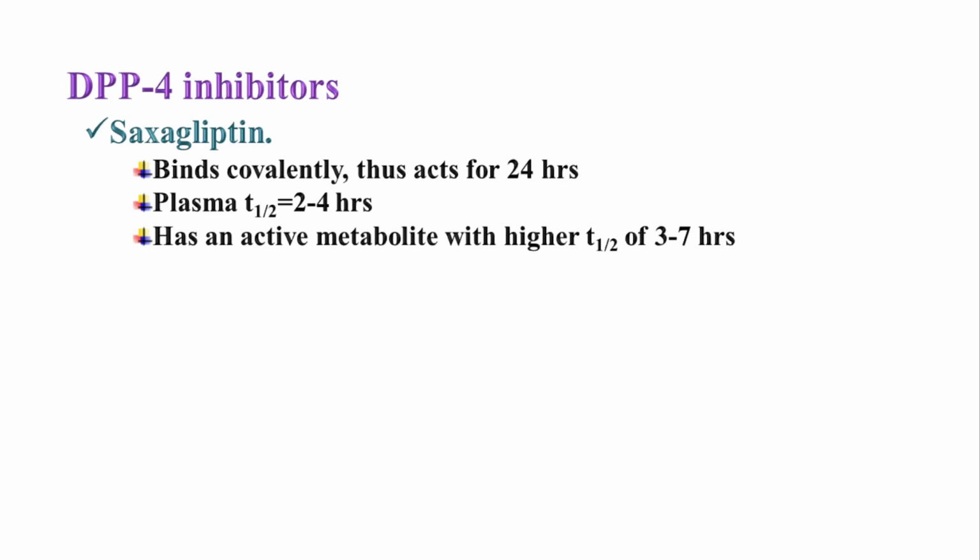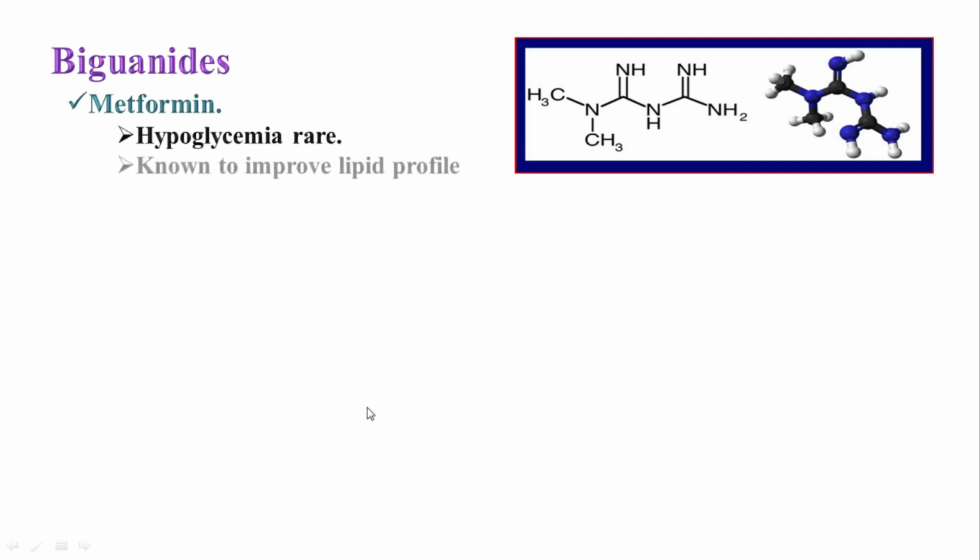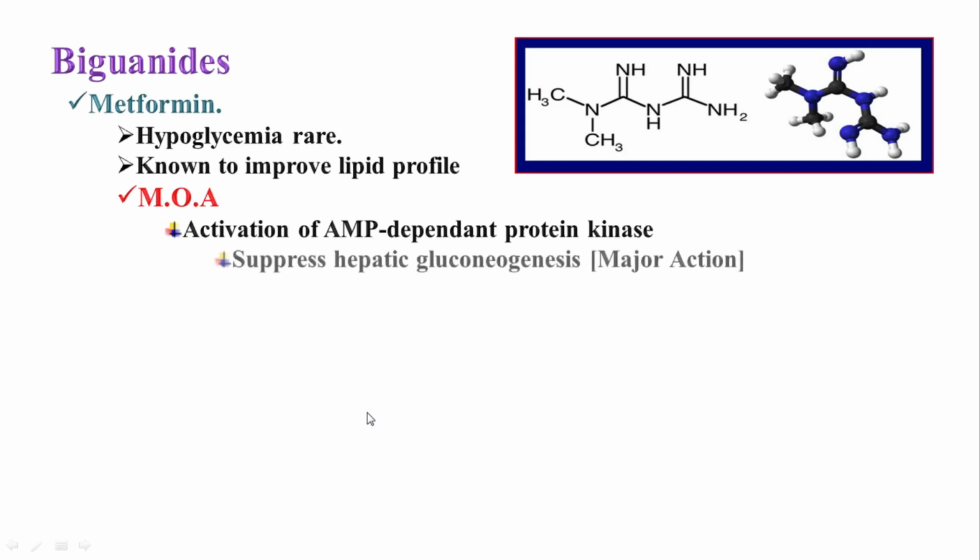Now, moving on to the next topic, which is biguanides or metformin. If sulfonylurea was the second most important answer, metformin is the most important answer from this particular chapter. Got it? Metformins are amazing. They rarely cause hypoglycemia. They improve the lipid profile of diabetic patients. They have a mechanism of action which is not via insulin. They activate something called AMP dependent protein kinase.